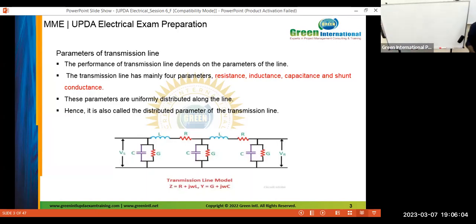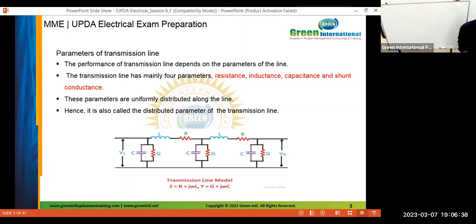So nearer to our house, we have one substation. That substation is called the secondary distribution. Next, primary transmission is located nearer to the power station. Nearer to our home, that we call secondary distribution. So we have a question from these two terms.